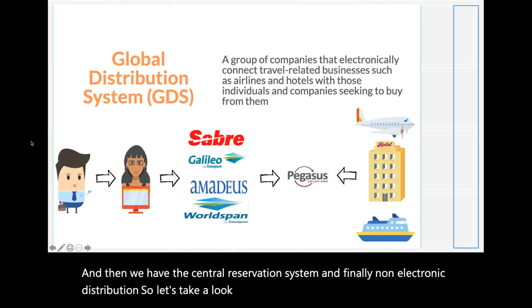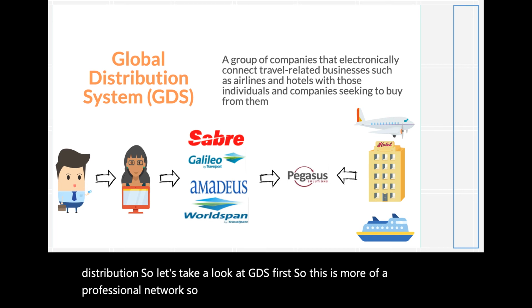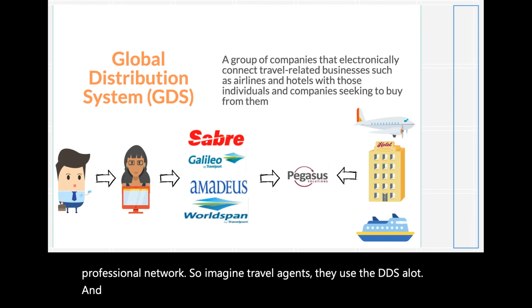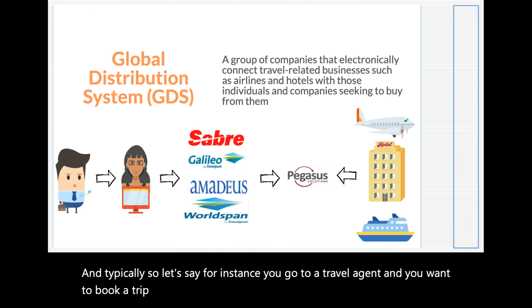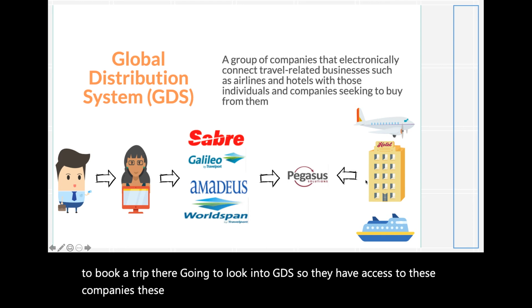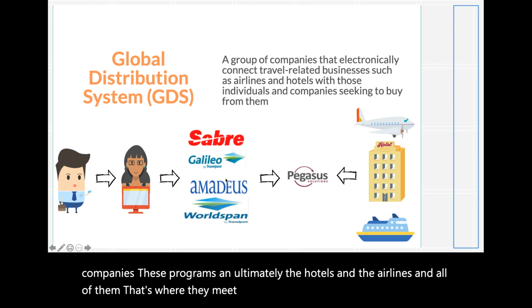This is more of a professional network. So imagine travel agents, they use the GDS a lot. Let's say, for instance, you go to a travel agent and you want to book a trip. They're going to look into GDS. They have access to these companies, these programs, and ultimately the hotels and the airlines and all of them, that's where they meet. They meet in Sabre and Amadeus. This is considered all the GDS.